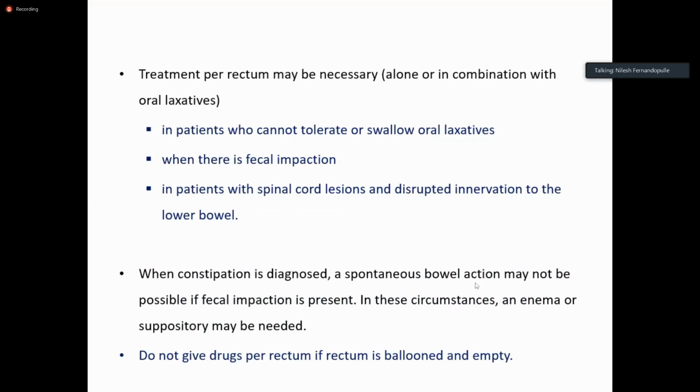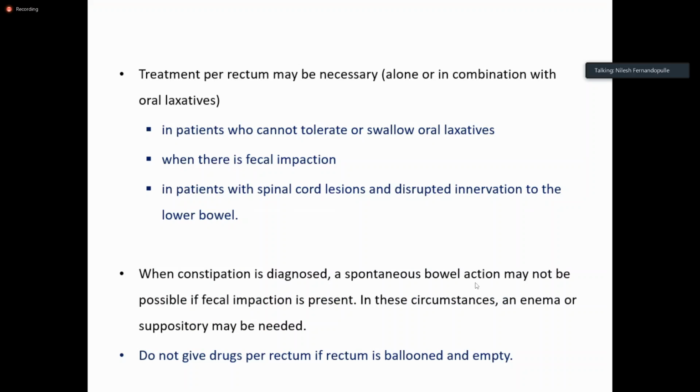Treatment per rectum may be necessary, alone or in combination with oral laxatives. Okay. In patients who cannot tolerate oral laxatives, you might have to give per rectum. Patients who have fecal impaction, so if you do a DRE and you see lots of stools, giving oral laxatives is not going to be useful. You need to put in a rectal laxative.